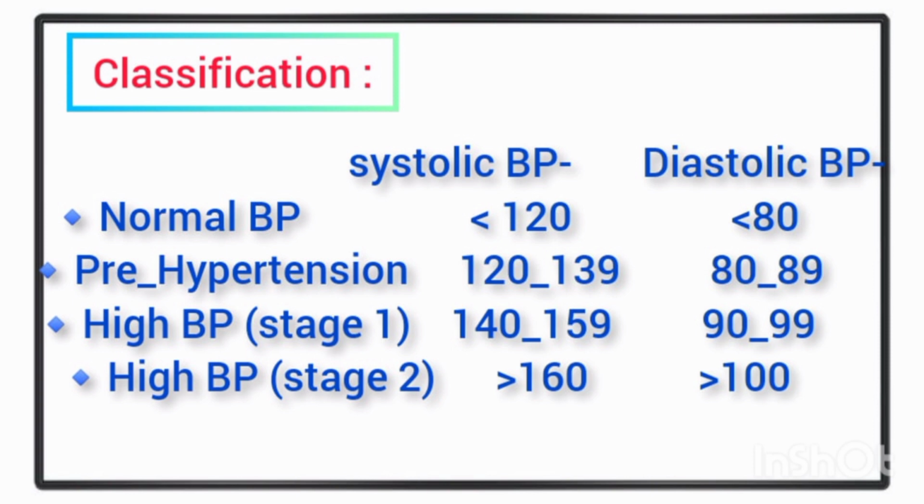And high blood pressure stage 1, systolic blood pressure 140 to 159 and diastolic is 90 to 99. And high blood pressure stage 2, here the systolic blood pressure is higher than 160 and diastolic is higher than 100. So these are the 4 classifications of hypertension or blood pressure.